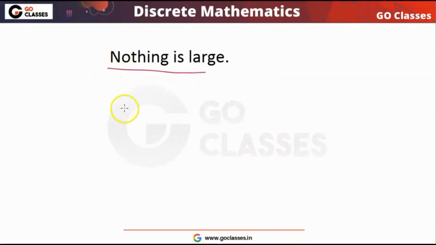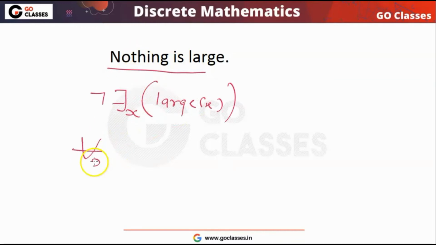Nothing is large. Now in this question he is saying nothing is large. Nothing is large means there does not exist any x which is large. Very simple. There does not exist any x which is large. Or we can say that for all x, they are not large, the negation of large.